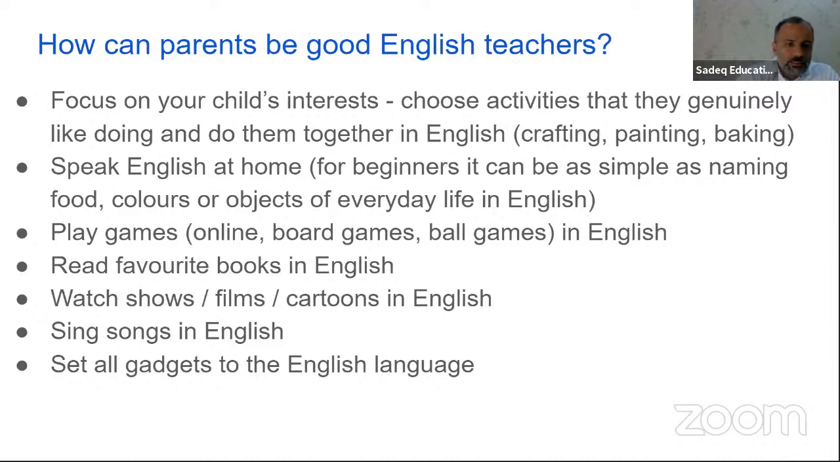Sit all God kids to the English language. Yeah, so here, I mean, phones, computers, anything, tablets that children use. Yeah, make sure that they're in English.